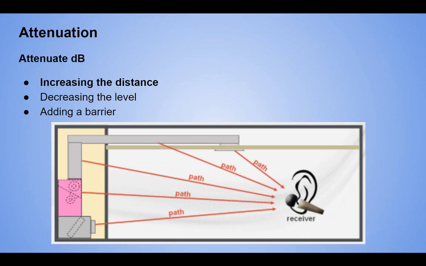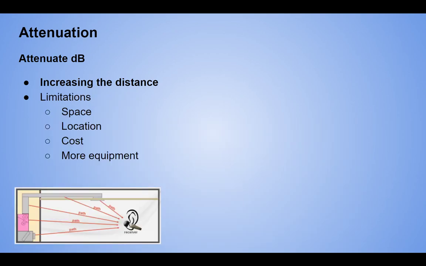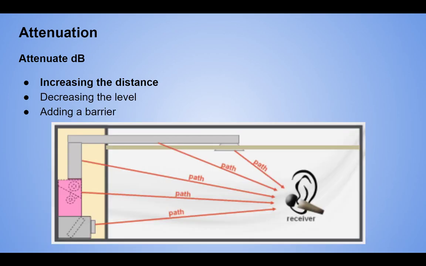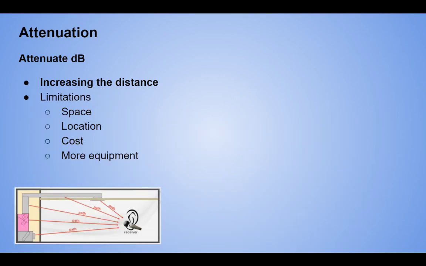So now, why don't we increase the distance all the time? We have limitations. We have space. Sometimes we can't make the space bigger. The program says that we have to have a certain amount of square footage. We can't move it somewhere. Maybe we can't put it outside. The issue at Leap 2, for the mechanical system that's on the roof there, they had to shroud it. Once they put it outside, all the neighbors complained that they were getting noise in.